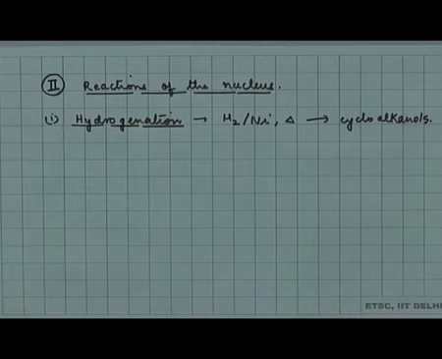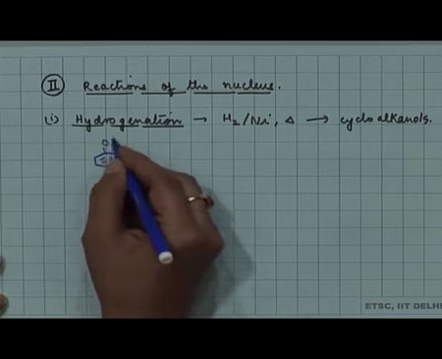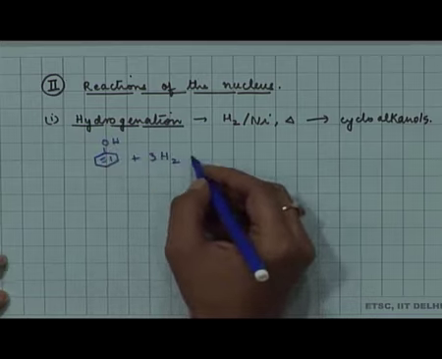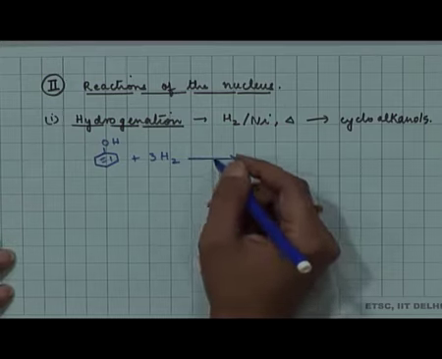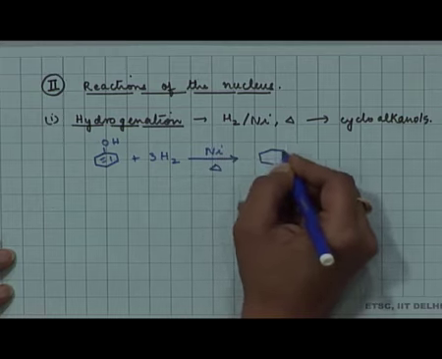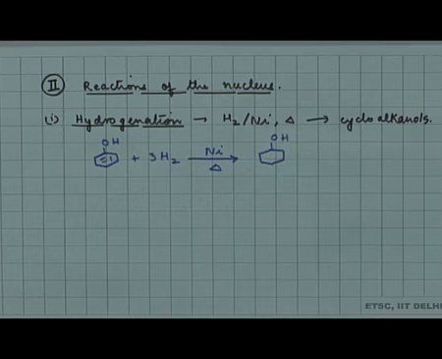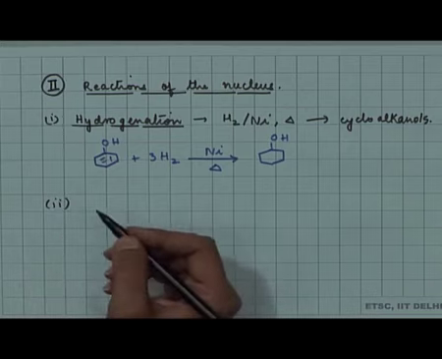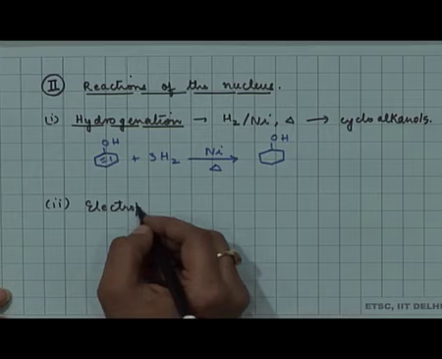So, you start with the phenol, treat it with hydrogen, 3 moles of hydrogen will be required for complete reduction of all the 3 bonds of the aromatic ring in the presence of nickel as the catalyst, and you get the reduced product, your cyclohexanol. The more important reactions of the nucleus are the electrophilic substitution reactions.